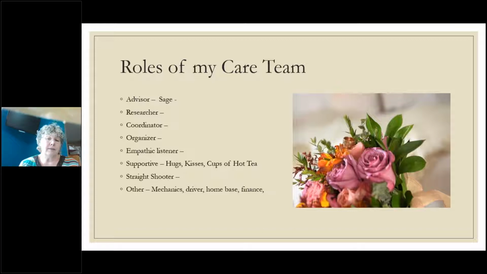Our home base needs attention. Where we live still needs a lot of attention to support us and provide us the safety and security that we need, and certainly our financial team. And so that's the reason for this beautiful bouquet, which is to look at how we really need a variety of people to provide this care.